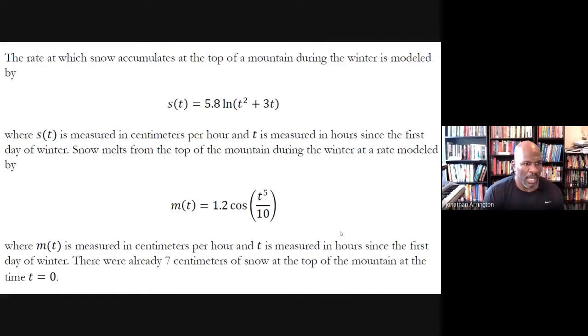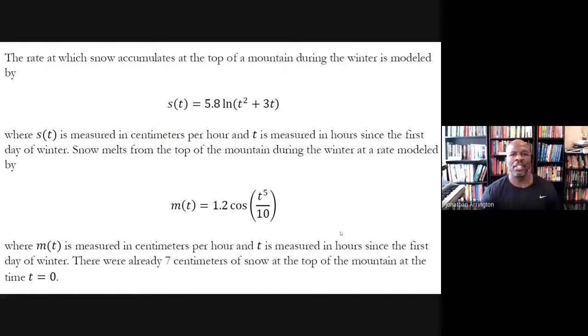It says the rate at which snow accumulates at the top of a mountain during the winter is modeled by S of t, where S of t is measured in centimeters per hour and t is measured in hours since the first day of winter. Snow melts from the top of the mountain during the winter at a rate modeled by M of t, where M of t is measured in centimeters per hour and t is measured in hours since the first day of winter. There were already 7 centimeters of snow at the top of the mountain at the time t equals 0.